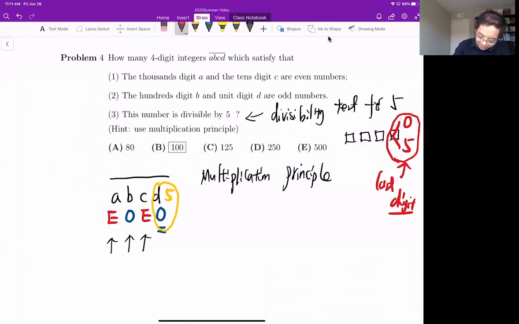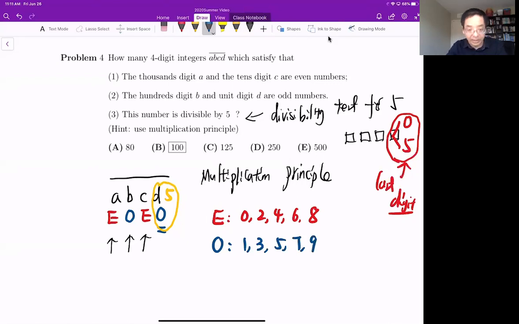First of all, let's list out the digits. Even numbers are 0, 2, 4, 6, and 8. Odd numbers are 1, 3, 5, 7, and 9. Now let's look at how many possible values we have for A. Because A is the leading digit, it cannot be 0, so A has 4 choices. Now, how about B? B could be anything from this collection of odd numbers, so B has 5 choices.